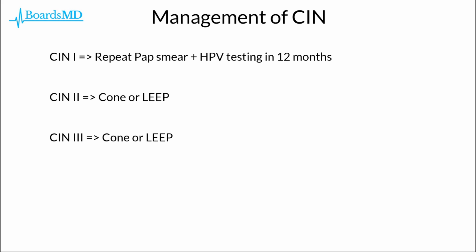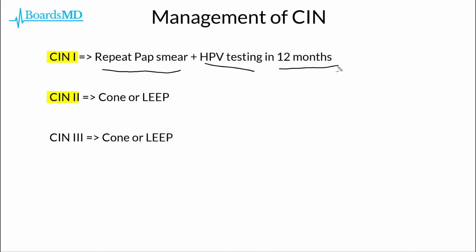Although the management of our different types of dysplasia using the Bethesda staging system were quite complex, when it comes to cervical intraepithelial neoplasia with the modern classification system, this can be much easier to understand and remember as a medical student. If we have a case of CIN1, this is essentially the equivalent of LSIL. We can simply repeat the patient's pap smear as well as HPV testing in 12 months, as this is generally considered to be a low-risk lesion, and in many cases will regress spontaneously.